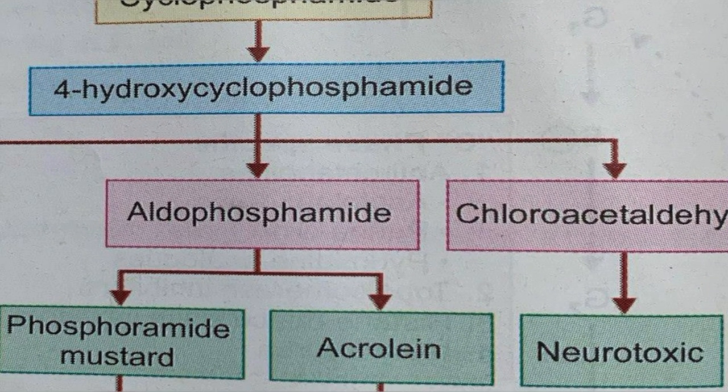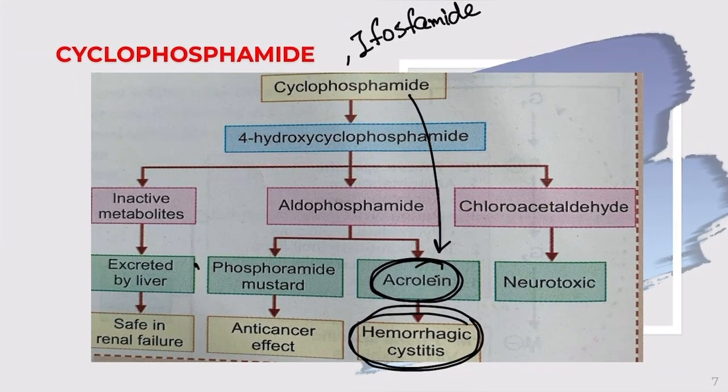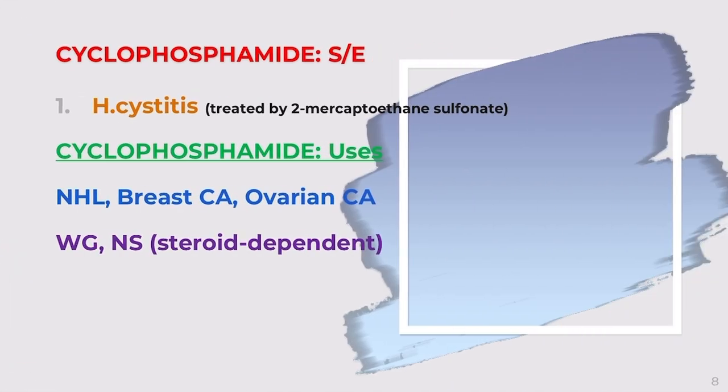And again the second question is, which compound is responsible for hemorrhagic cystitis? Acrolein. This is a very important question for Viva. Hemorrhagic cystitis is caused by acrolein, which is formed from cyclophosphamide. Okay. Now, next question is, how will you treat the hemorrhagic cystitis? It is treated by one compound. Name of the compound is mesna.